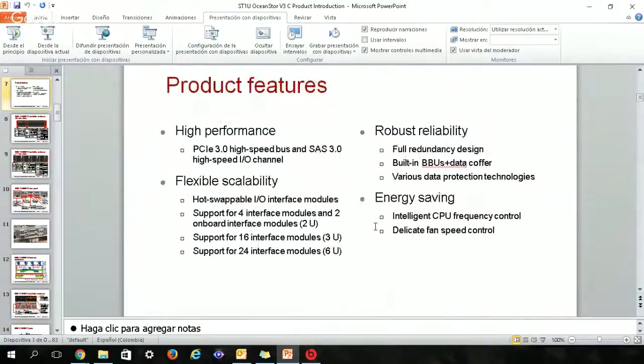Some of the product features: it is high performance. We're talking about PCIe 3.0 high-speed bus and SAS 3.0 high-speed input output channel. And flexible scalability. These I/O interface modules are hot swappable, with support for 4 interface modules and 2 onboard interface modules, support for 16 interface modules, support for 24 interface modules, robust reliability, and energy saving. We'll talk in detail about what the features are when we go through every single one.